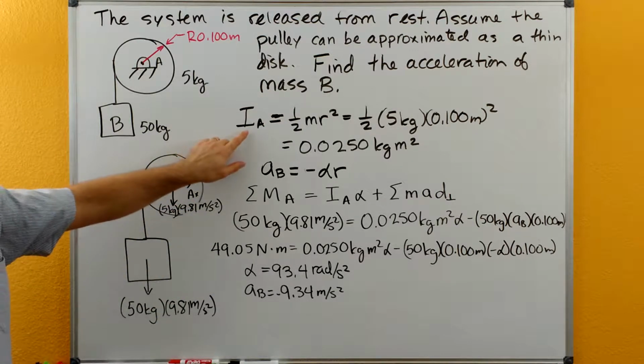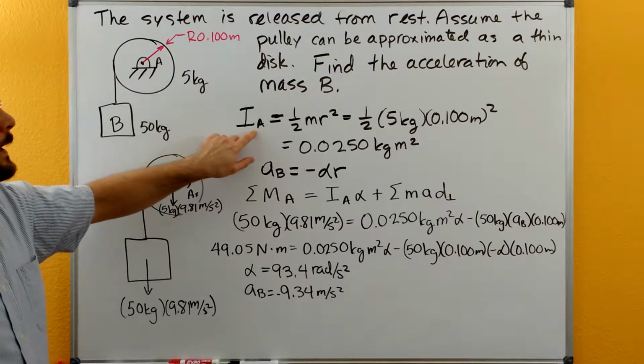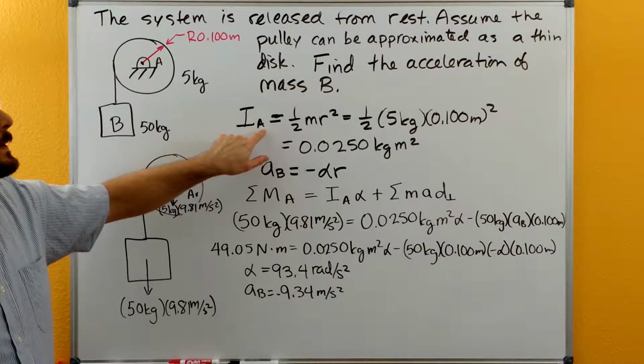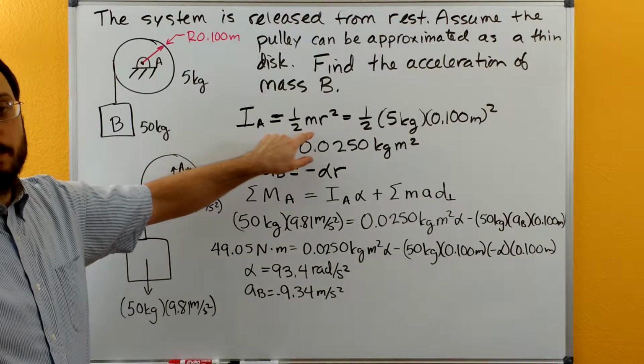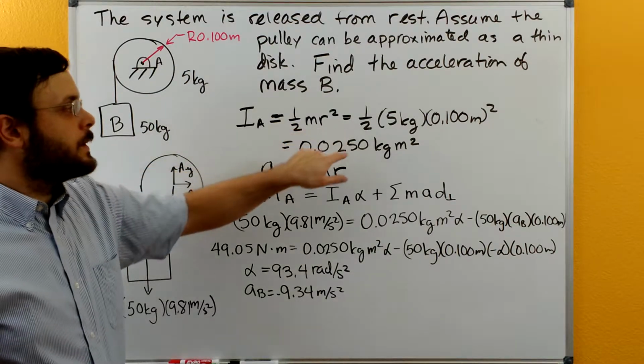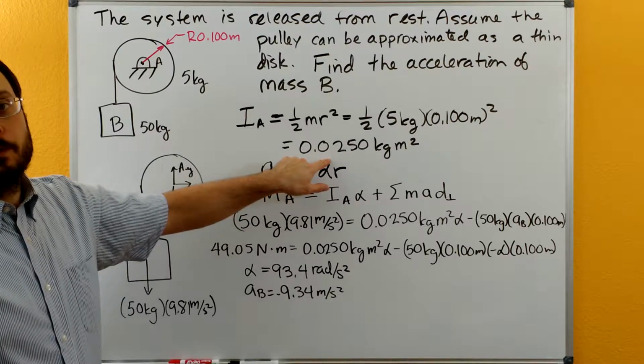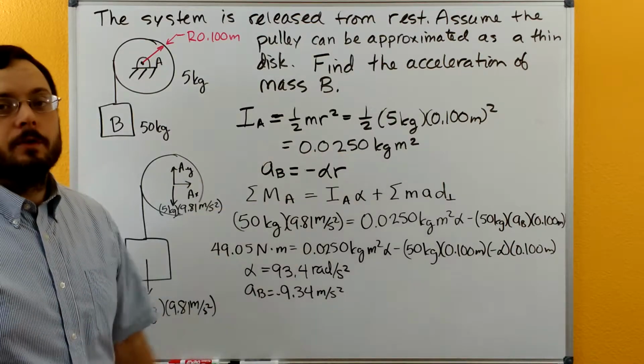Let's first calculate the moment of inertia of the pulley. For a thin circular disc, the moment of inertia about the center of gravity would be 1/2 m r squared. So plugging that in, we get 0.0250 kilogram meters squared.